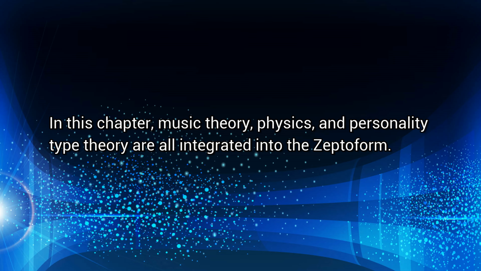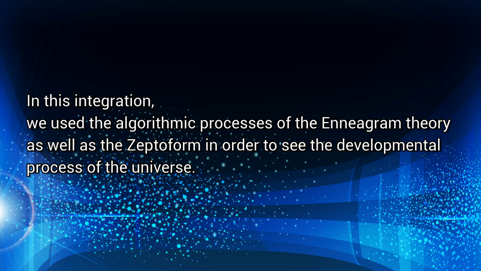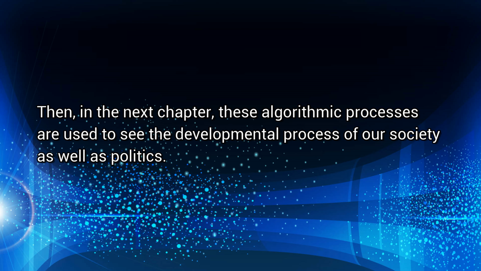In this chapter, music theory, physics, and personality type theory are all integrated into the Zeptoform. In this integration, we use the algorithmic processes of the Enneagram theory as well as the Zeptoform in order to see the developmental process of the universe. Then, in the next chapter, these algorithmic processes are used to see the developmental process of our society as well as politics.